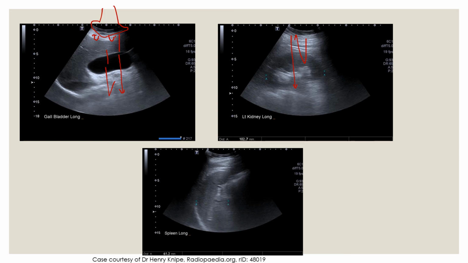When ultrasound waves hit gas or bone, most of the waves are just reflected back, and none of them go through, and thus this produces a lot of artifact. And so bones and gas are not well visualized on ultrasound. The last image here, we have our spleen.